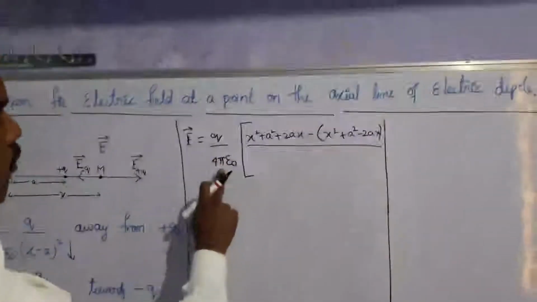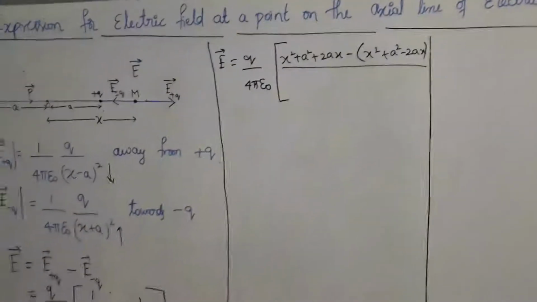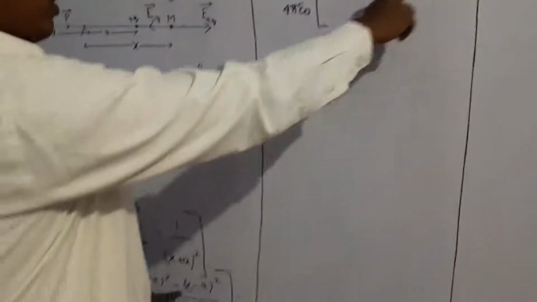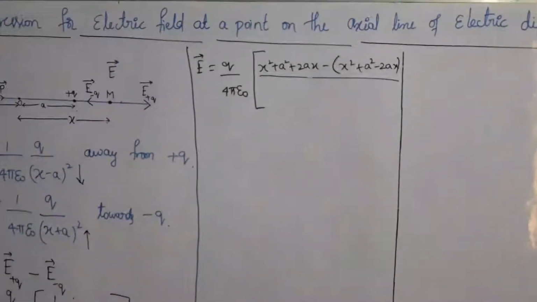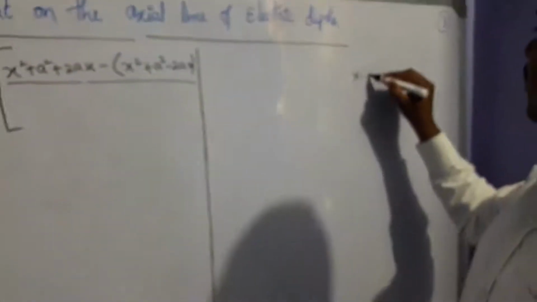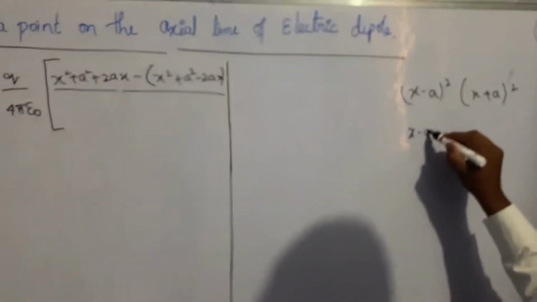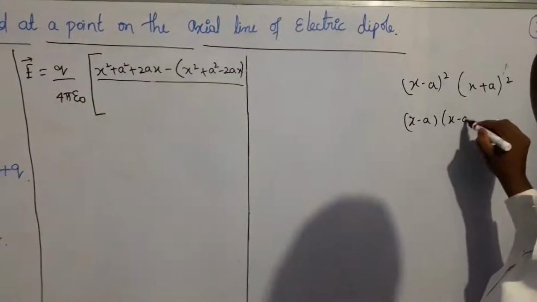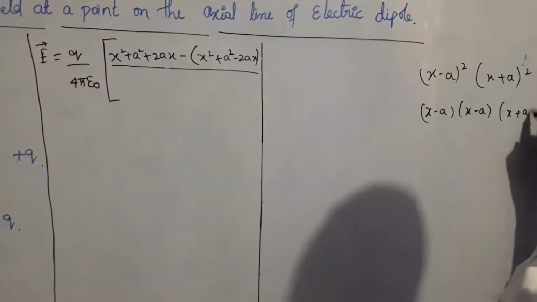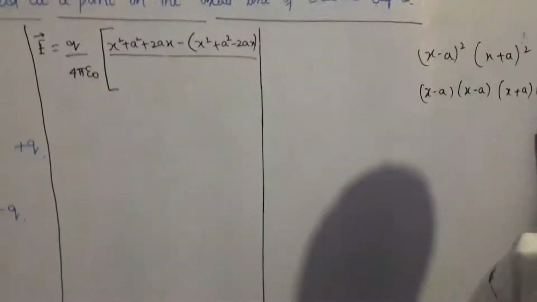Now see here, E is equal to Q by 4 pi epsilon naught. Here I am using the (a plus b) whole square formula and the minus (a minus b) whole square formula. Now see here, this one is tricky. In the place of (x minus a) whole square into (x plus a) whole square, you can write (x minus a) into (x minus a), then (x plus a) into (x plus a).